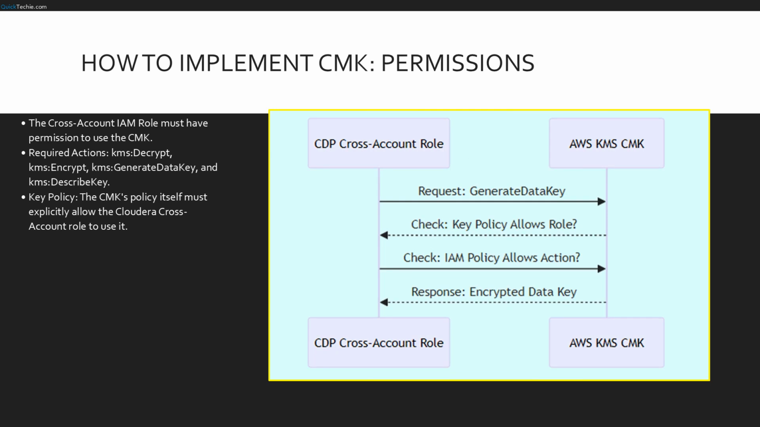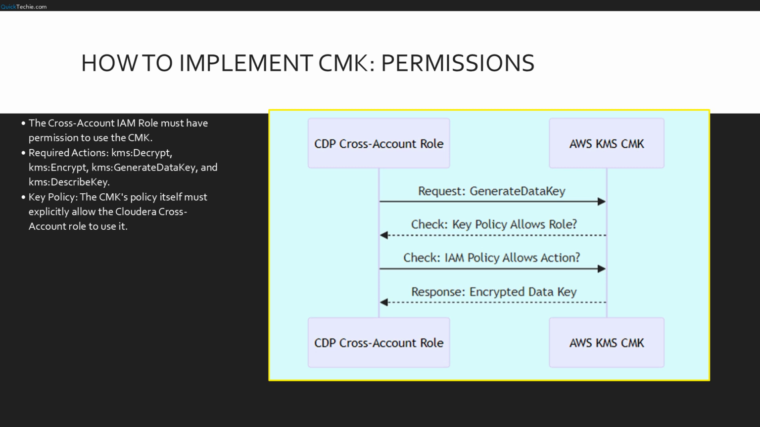Simply creating a key isn't enough. You must authorize CDP to use it. This involves a two-way handshake. First, your cross-account IAM role, the one CDP assumes, must have specific KMS permissions added to its policy. Specifically, it needs kms:Decrypt, kms:Encrypt, and kms:GenerateDataKey to handle data, and kms:DescribeKey to validate the key exists. Second, the key policy on the CMK itself must explicitly list your cross-account IAM role as a permitted principal, otherwise AWS will block the access.